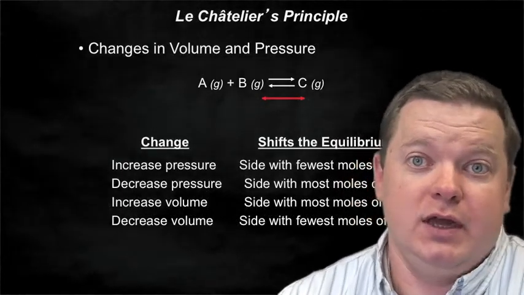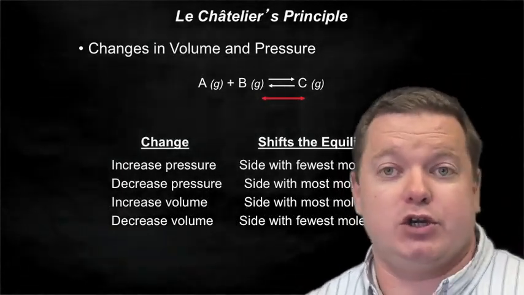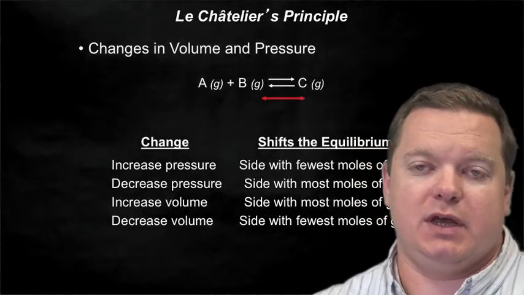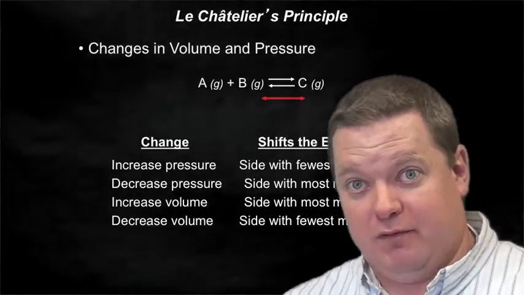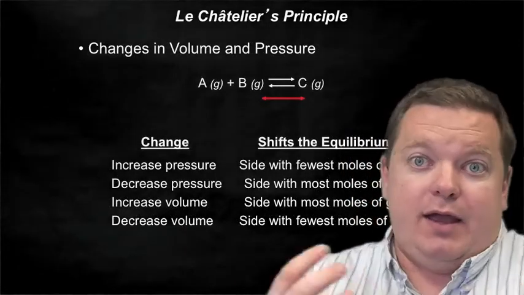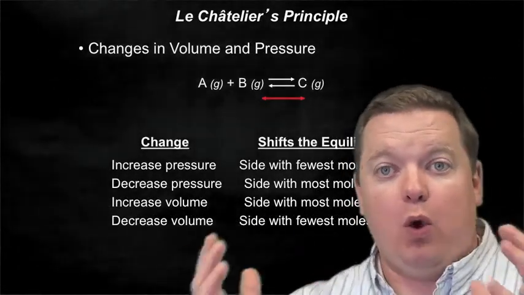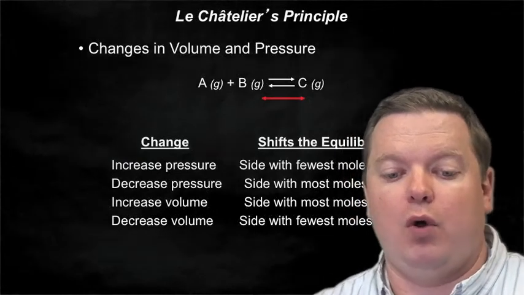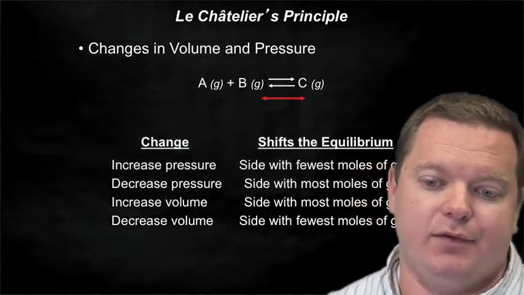If we have no gas, then changing our volume or changing our pressure is going to have no effect on our equilibrium state. If we have the same number of moles of gas on each side, the stoichiometric numbers are the same, again, we're going to have no effect changing these. Only if there's a different number of moles on each side is this going to have an effect.